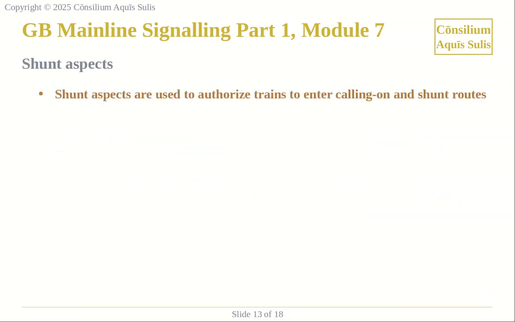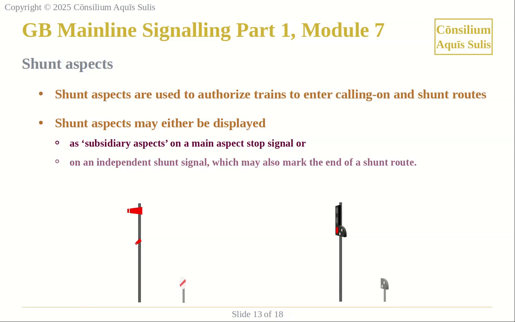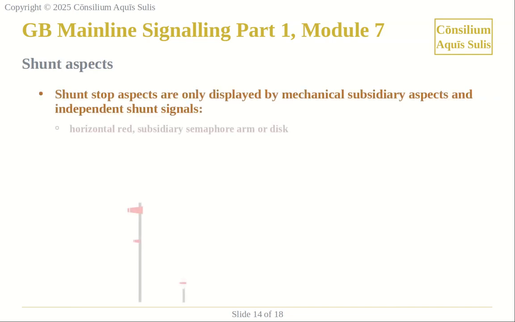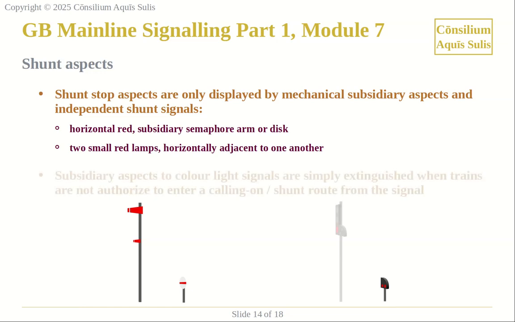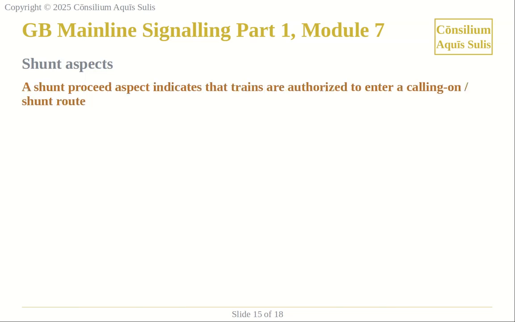Shunt aspects are used to authorise trains to enter calling on and shunt routes, and can be displayed either as a subsidiary aspect on a main stop signal or on an independent shunt signal, which may also mark the end of a shunt route but not a main or Warner route. Shunt stop aspects are only displayed by mechanical semaphore subsidiary aspects, and independent shunt signals consist of a horizontal red subsidiary semaphore arm or disc, or two small red lamps horizontally adjacent to one another in colour light signalling. In the case of colour light subsidiary aspects, these are simply extinguished when trains are not authorised to enter a calling on or shunt route from the signal, so drivers just see the red main aspect.